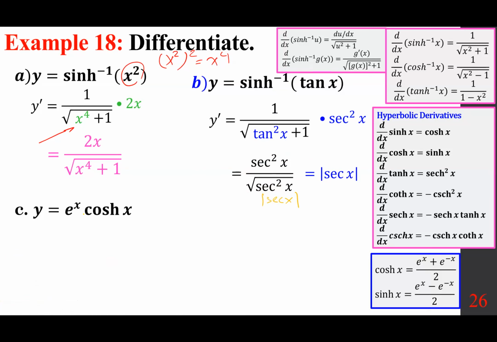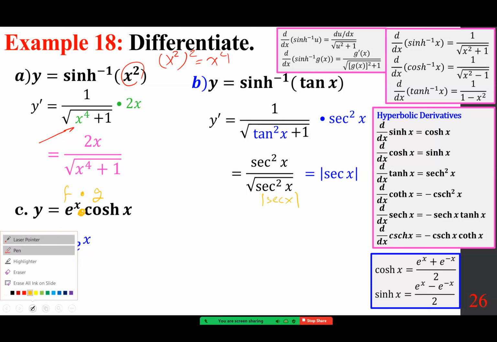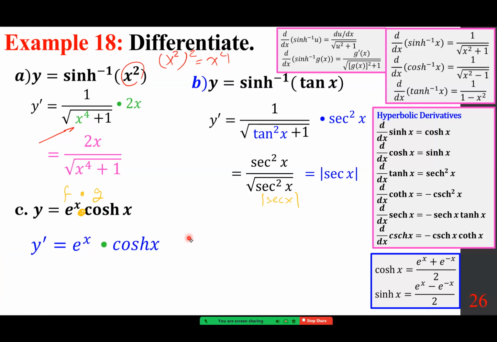If I want to multiply these two pieces, I use the product rule. F times G gives me F prime G plus G prime F. So e to the power of x is itself, times cosh x, plus, now the derivative of cosh is sinh, plus sinh x times e to the power of x. And I'm going to write at top of it as f prime g plus g prime f.